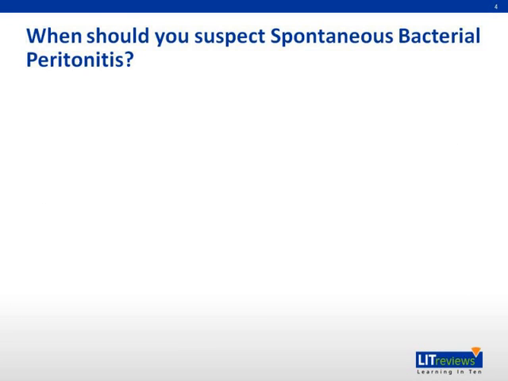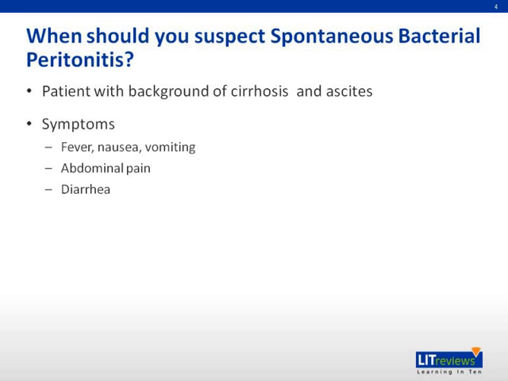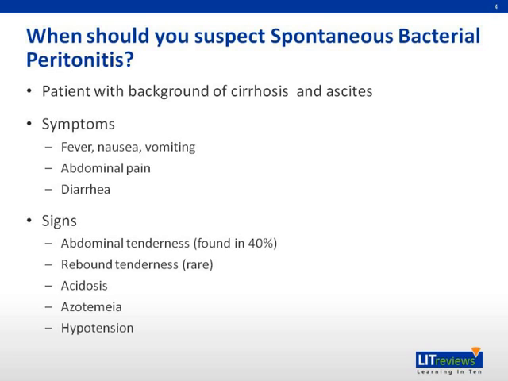When should you suspect spontaneous bacterial peritonitis? You should suspect it in a patient with background of cirrhosis and ascites, presenting with symptoms of fever, nausea, vomiting, and abdominal pain, as well as perhaps diarrhea. Signs of SBP would include abdominal tenderness found in around 40% of patients. Rebound tenderness is rare. Acidosis, azotemia, and hypotension.